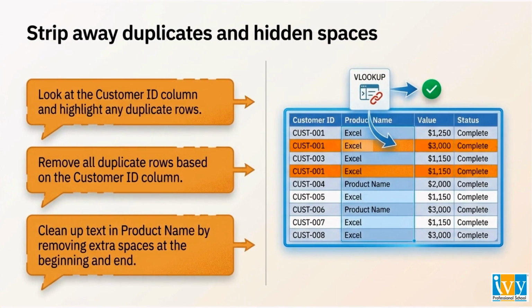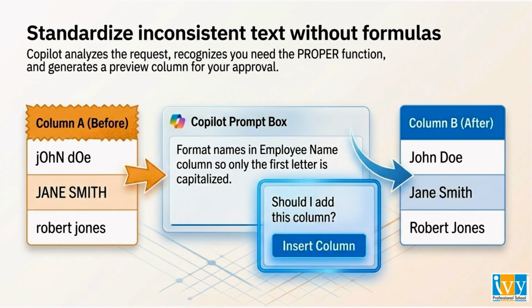To handle duplicates and spacing, start by asking Copilot to highlight duplicate rows in a specific column. After verifying, you can instruct it to remove those duplicates and clean up extra spaces in your text fields. You can also standardize text capitalization without writing formulas. Ask Copilot to format names so that only the first letter is capitalized. It will generate a preview for your approval before inserting the changes into your worksheet.